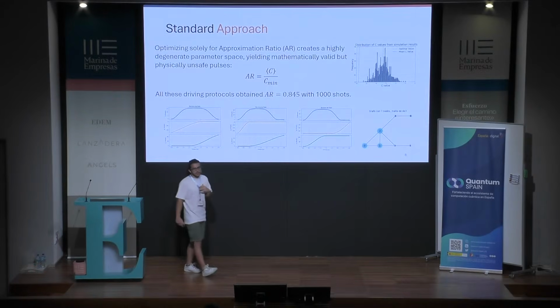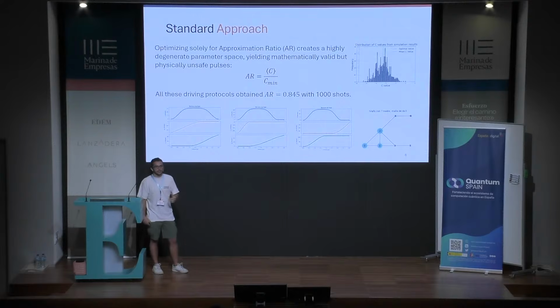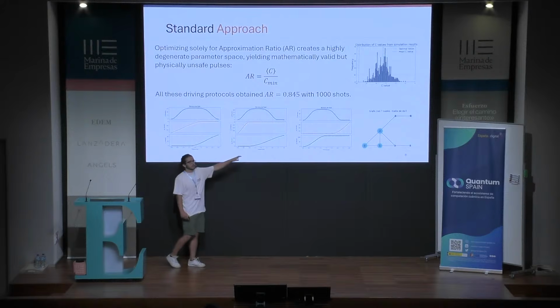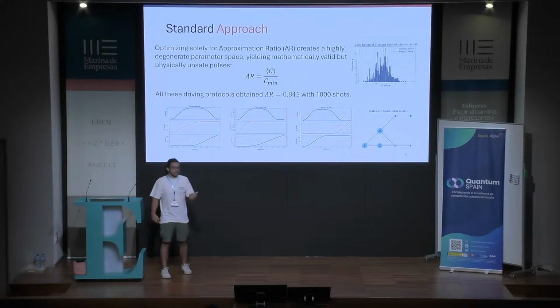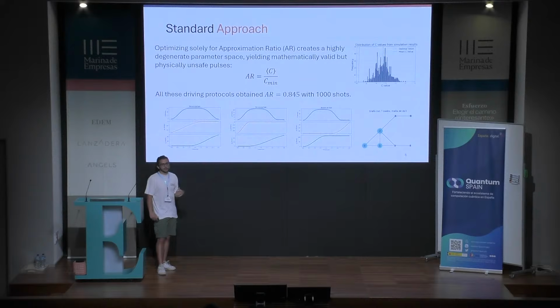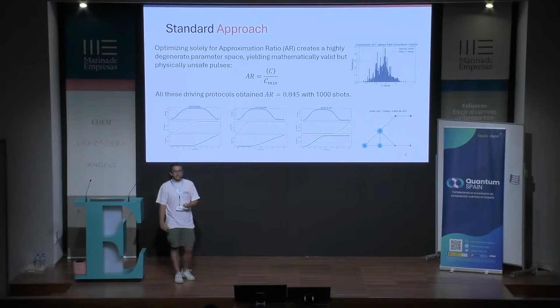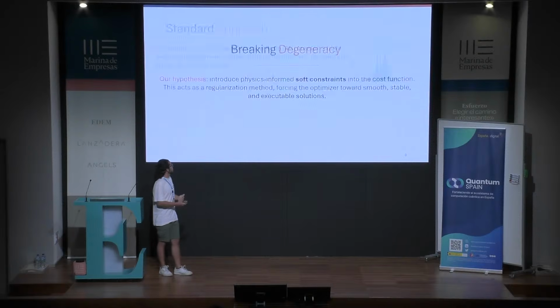And when we did this in our simulation, we found an interesting phenomenon, which is that the optimizer was able to find radically different driving impulses that achieved the same approximation ratio. So mathematically, all these solutions appear to be equally valid, but from the perspective of the real hardware, they're not. And this motivated our central hypothesis: we need to find a way to break this degeneracy and guide the algorithm to the best solution possible.